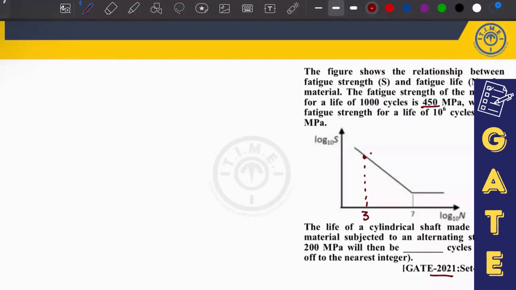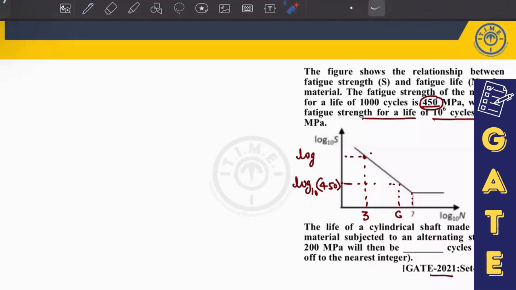Fine. Now, while its fatigue strength for a life of 10 to the power of 6 is 150, that means this is 6 only. Corresponding to this, what is this value? That is nothing but 150 megapascal. So log of 10, 450. Now for 3, you already know this is already given as a strength value. So if this is 450, can I say the strength value also you know?